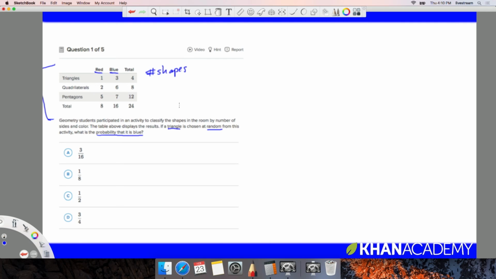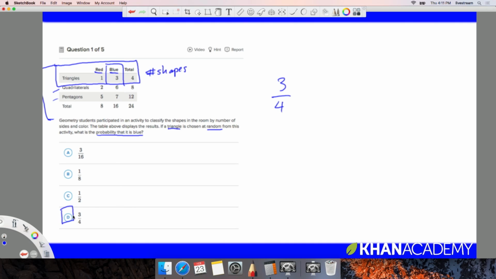So that to me says that I'm going to be focusing here on just the triangles, because it says if a triangle is chosen at random, so I'm not worrying about these quadrilaterals or the pentagons or the others. And then it's asking me, what is the probability that it is blue? Well, I've got the blue triangles here, and so there are 3 blue triangles, and probability is always how many chances of getting something out of the total number of chances, and so that total number of triangles is here, and you've got 3 out of 4.